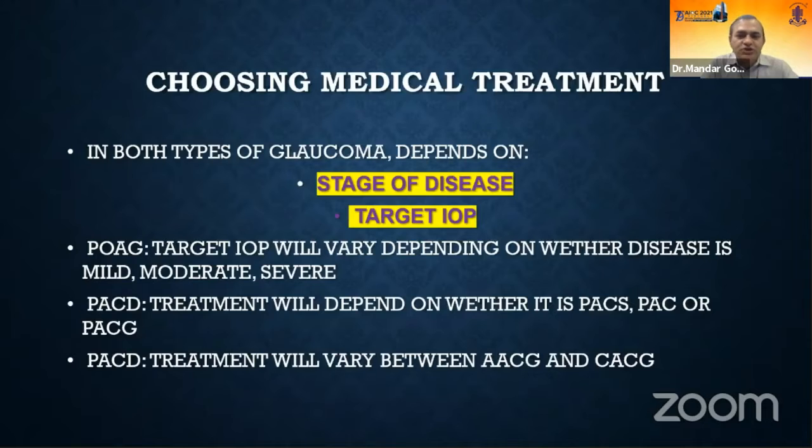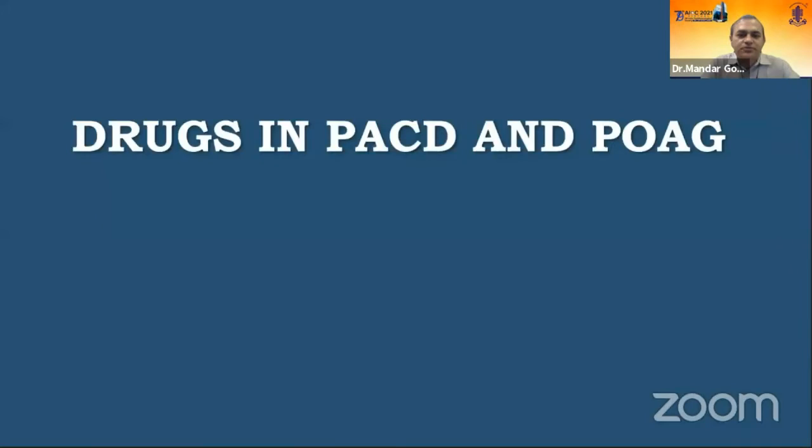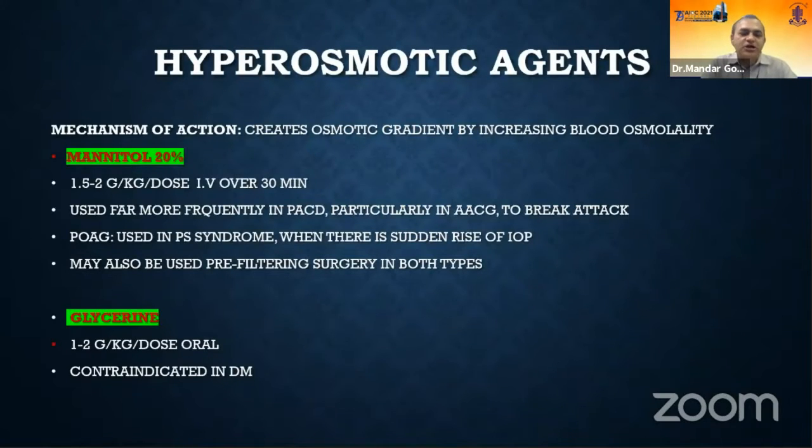Now, for choosing the right medical treatment in both types of glaucoma, one has to understand what is the stage of disease that you're treating and also what is the target IOP that you have in mind. In POAG, the target IOP will depend upon whether the disease is mild, moderate, or severe, whereas in PACD, the treatment will depend upon whether it is a primary angle closure suspect, a primary angle closure, or a PACG. In PACD, the treatment will vary also depending upon whether it's an acute presentation or a chronic presentation. Let's look at each class of drugs and how they are used in the two types of glaucomas.